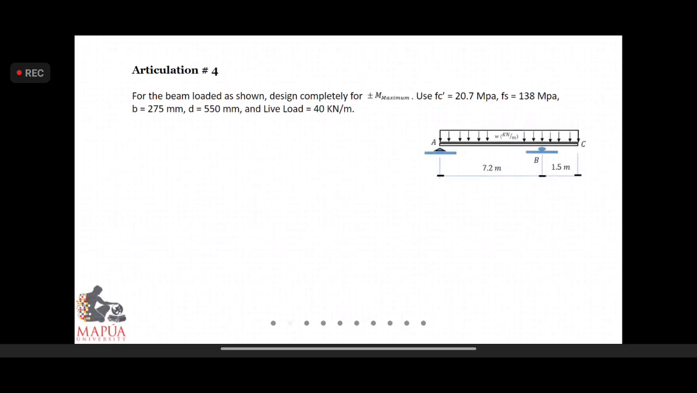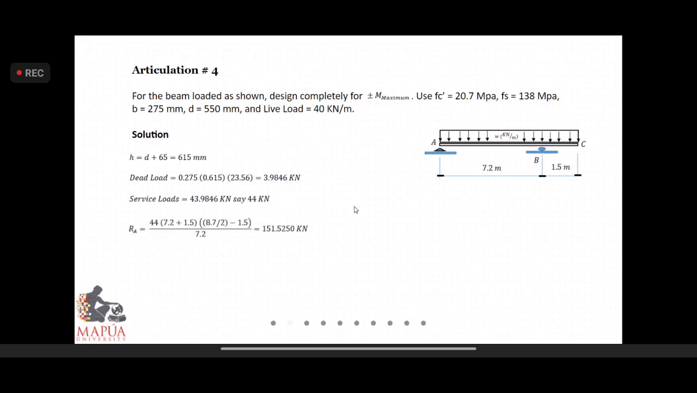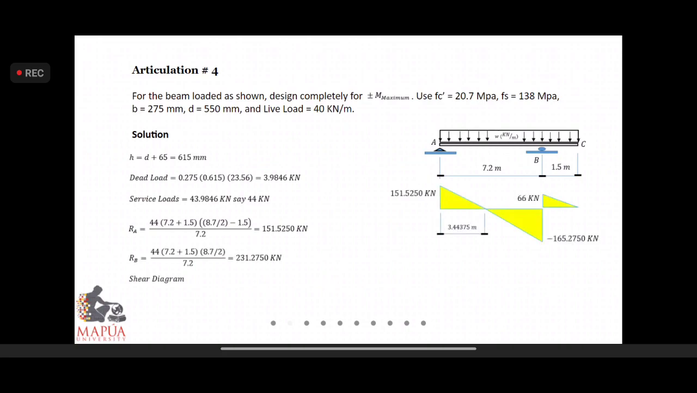We start with the given. So I believe you're familiar with this. So we start with it, 650, and we compute for the dead load. We compute for the service load. We add apparently this one to the service load. So we say 44 kilonewtons. Then we solve for the support reactions. I believe you know this already by using your propensity in engineering mechanics. RA and RB. Then we draw the shear diagram.